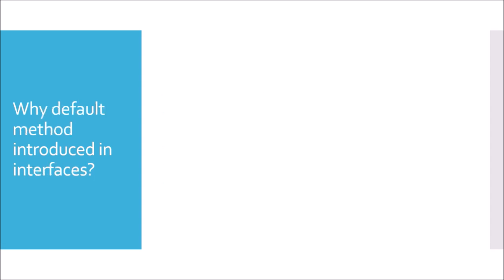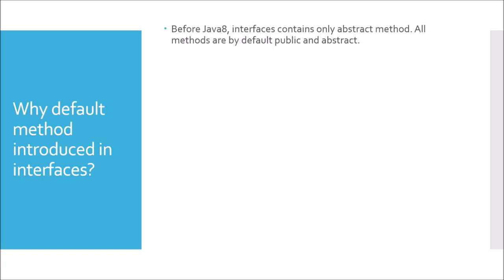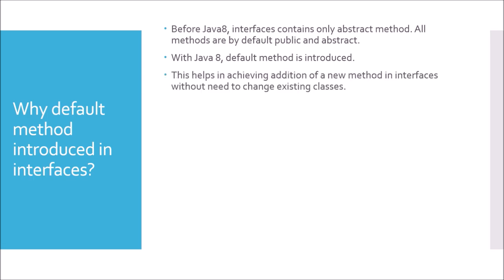Why was the default method introduced in interfaces? Before Java 8, interfaces contained only abstract methods. All methods are by default public and abstract. So there was no concept of having a method with a body in interfaces. With Java 8, the default method is introduced. This helps in adding a new method in interfaces without the need to change existing classes. And this method also has a body.